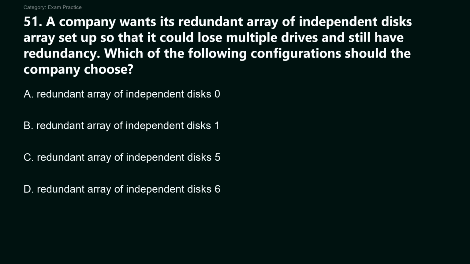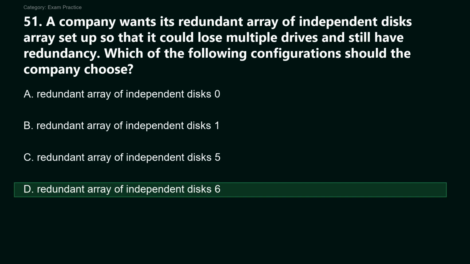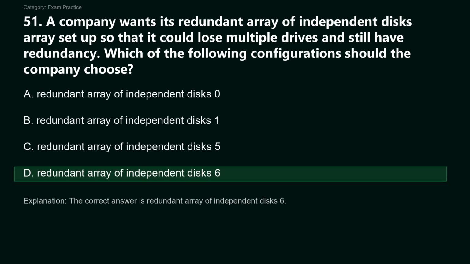Question 51. A company wants its redundant array of independent disks array set up so that it could lose multiple drives and still have redundancy. Which of the following configurations should the company choose? Option A, redundant array of independent disks 0. Option B, redundant array of independent disks 1. Option C, redundant array of independent disks 5. Option D, redundant array of independent disks 6. The correct answer is option D, redundant array of independent disks 6.